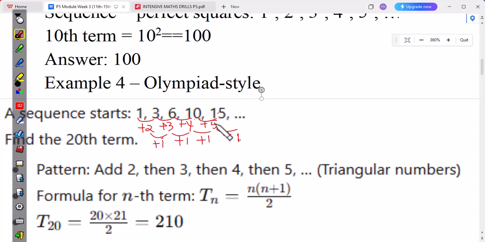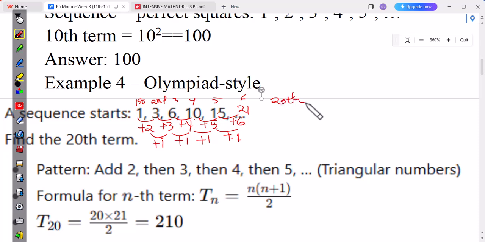And 5 plus 1 equal to 6. So this number must be 15 plus 6 equal to 21. This is the first, the second, third, fourth, fifth, sixth. So we need to find the 20th.